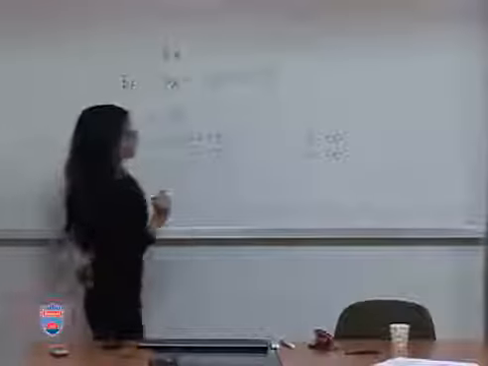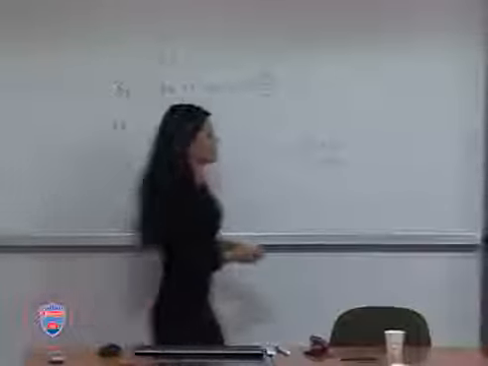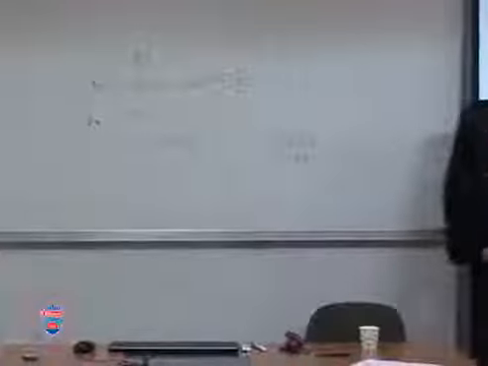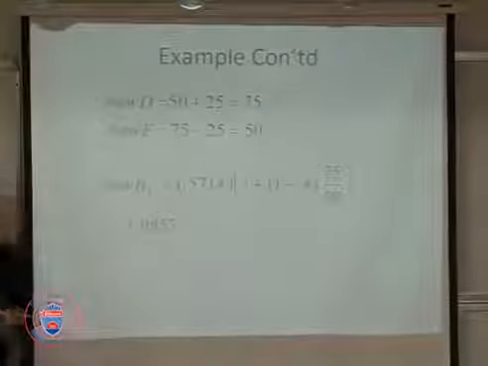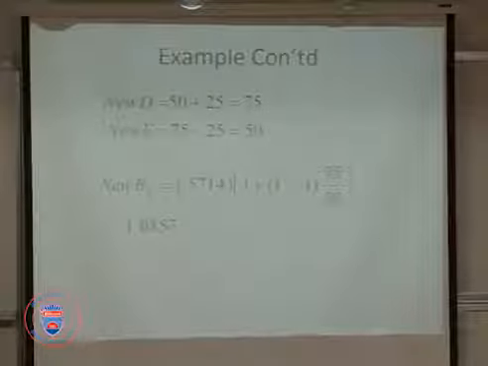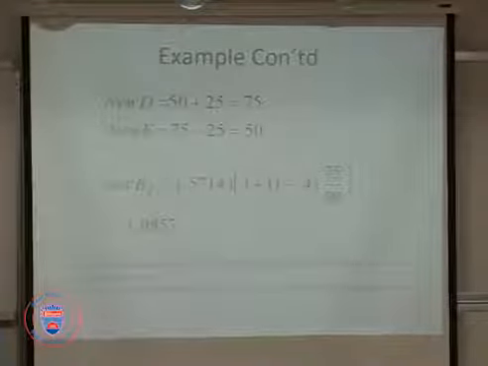Is this correct? Yes? Okay. So this is the asset beta from the first step. This is the new debt to equity ratio. So this is going to be the equity beta. You're done. Are we done?